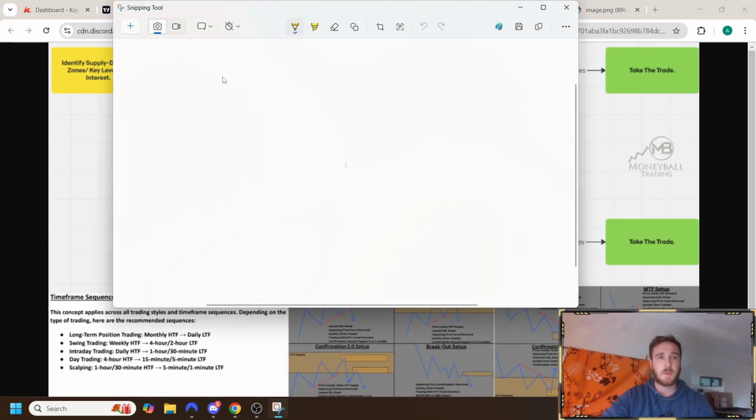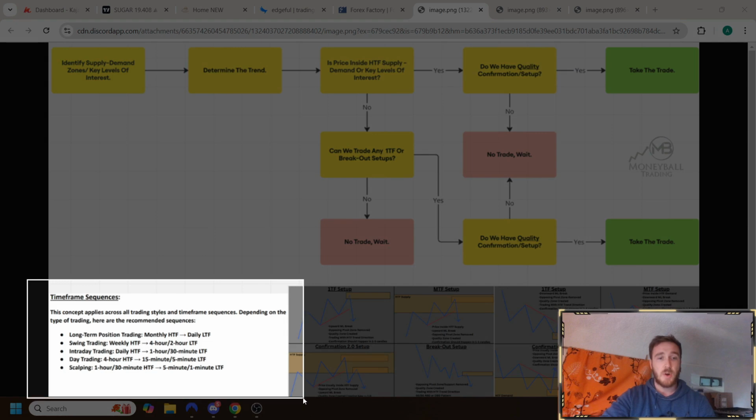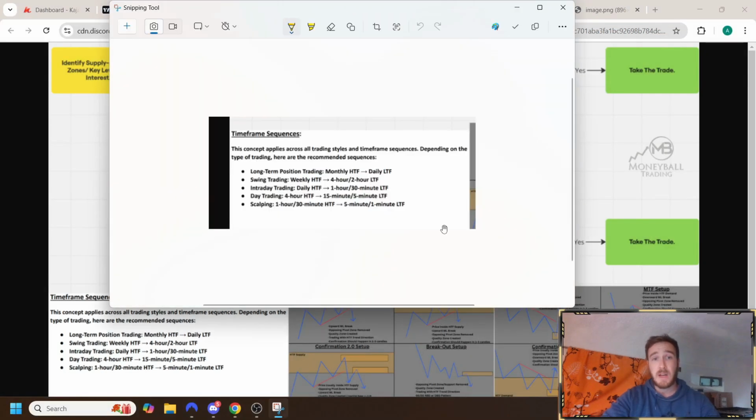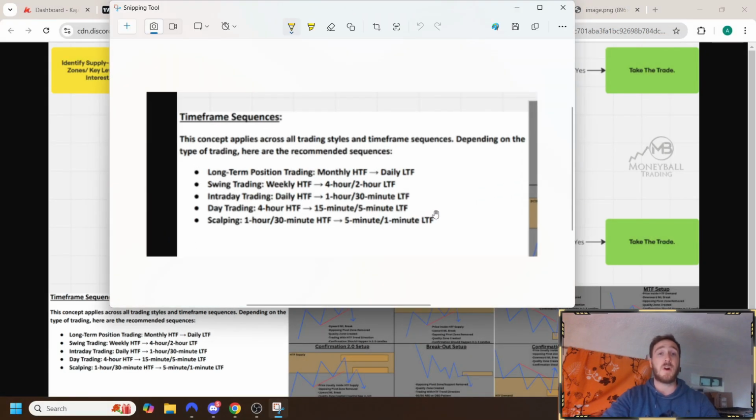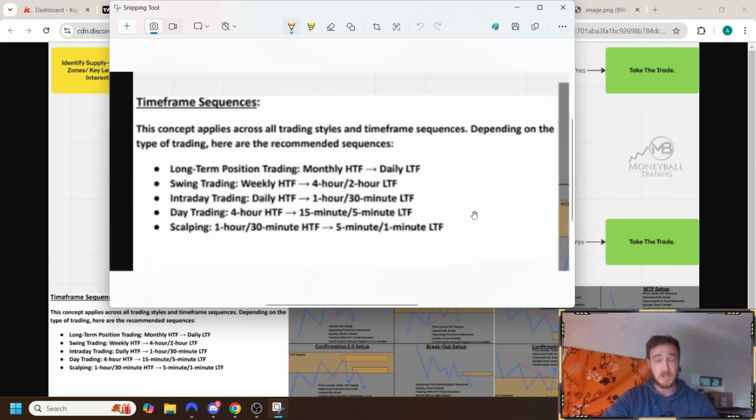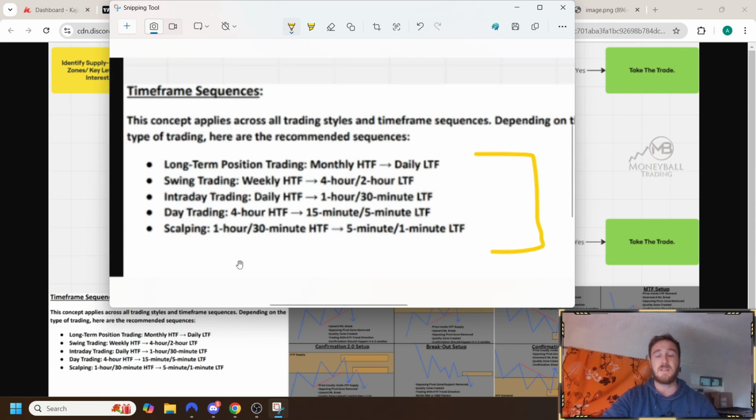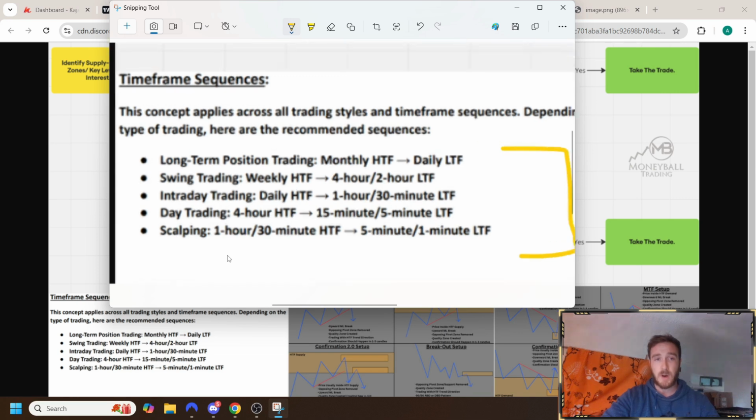Now, one of the most popular questions that I'm going to get asked right away is, which is the best time frame sequence? Which time frame should I be looking at? First of all, there is no best time frame sequence, but these are the time frame sequences that I recommend. Depending on the style and the type of trader you are, pick one of these. Take a picture, write it down. This will be included when I send this whole thing to you anyways at the end of this video.